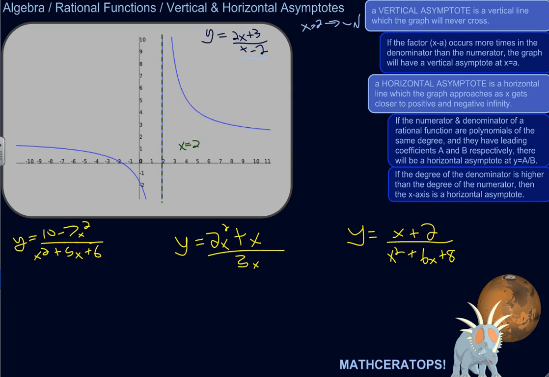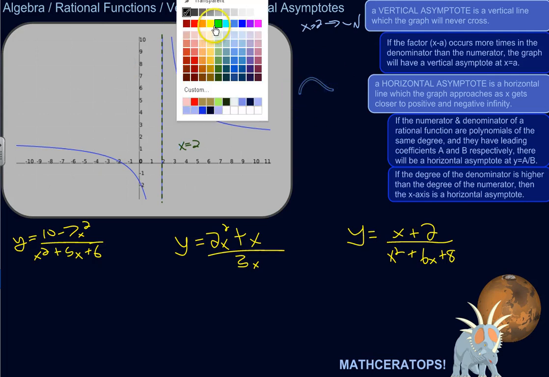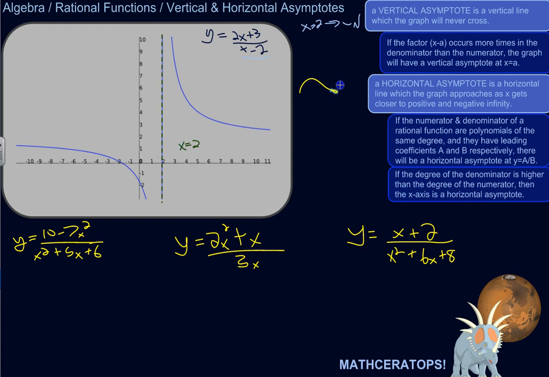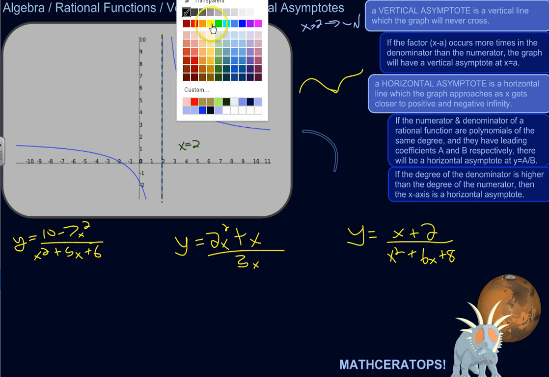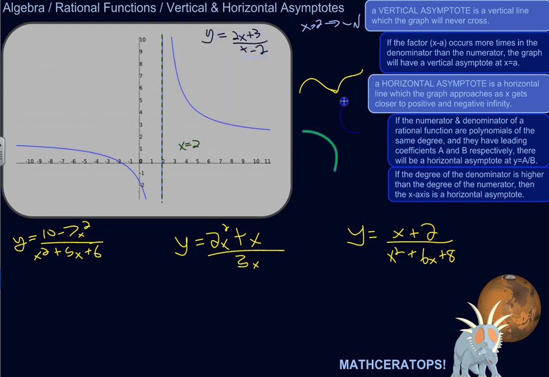Okay, so in some functions there'll be just a hole at a certain value. That's a hole. And in some functions there'll be a dramatic avoidance of this vertical line, right? Sometimes there'll be just a hole where the function is not defined, and then sometimes there'll be this vertical line, which is called a vertical asymptote.